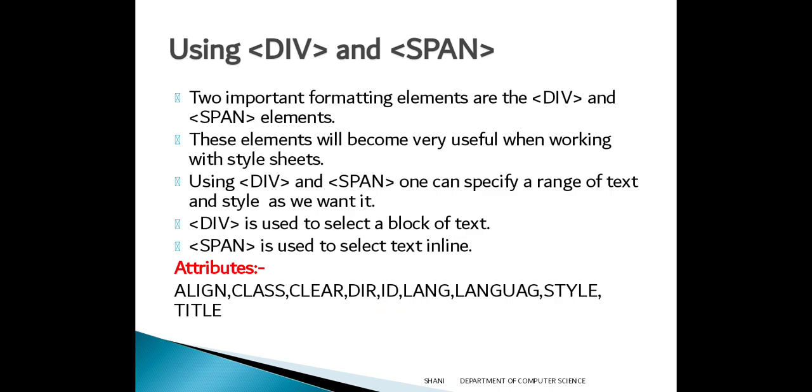Div is used to select a block of text. So div is mainly used to select a block of text. Okay. Next, span is used to select some text inline. The attributes we can use are align, class, clear, direction, ID, language, style, and title. These are some of the attributes.